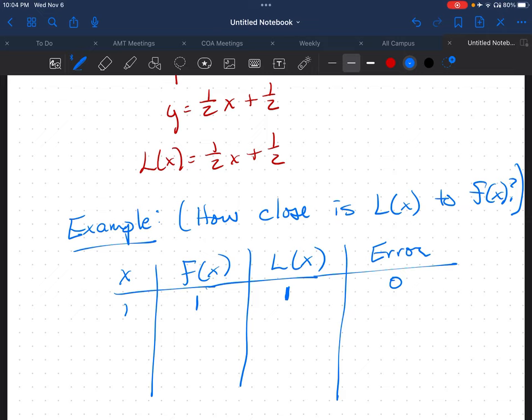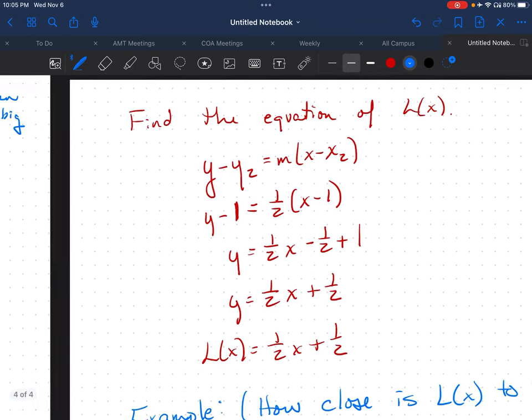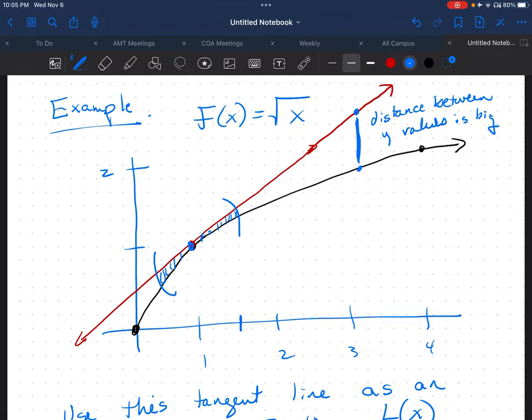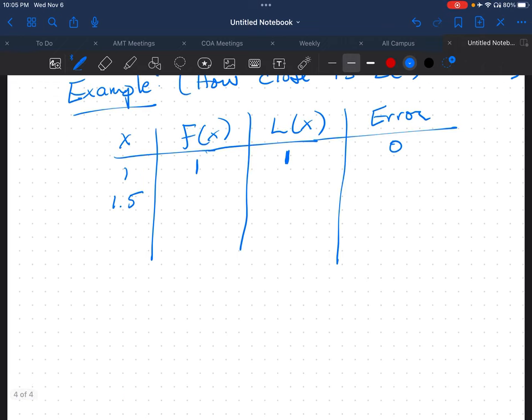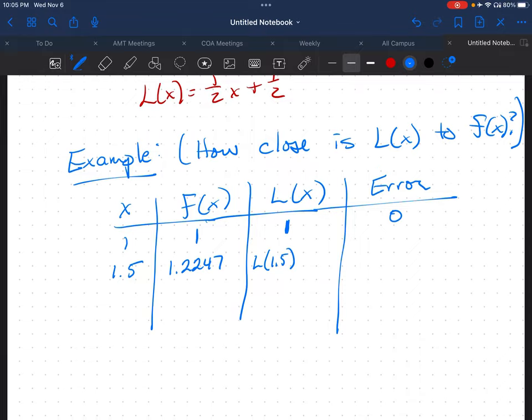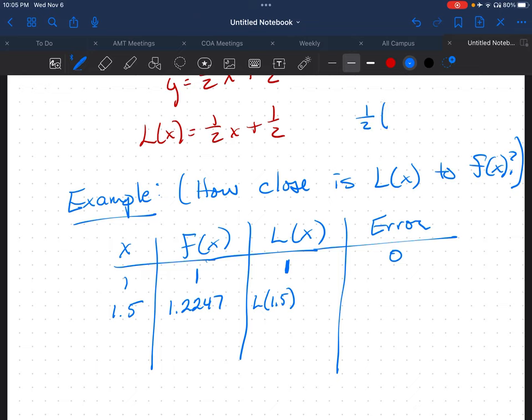But if I look at the value at 1.5, I want to go back up to this chart, look right here, and measure this distance between this red line and the black actual function, right? So the actual square root of 1.5 is 1.2247, rounded. And then if I plug 1.5 into L of x, that's the same thing as 3/2, I'll get something like 3/4 plus 1/2. And so I think I get 5/4 here, 1.25.